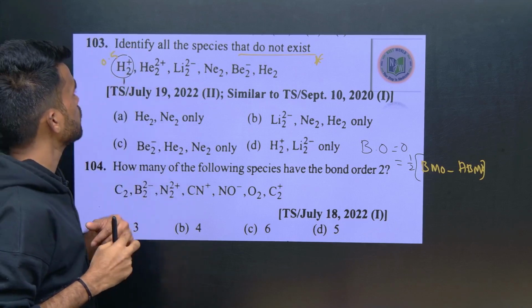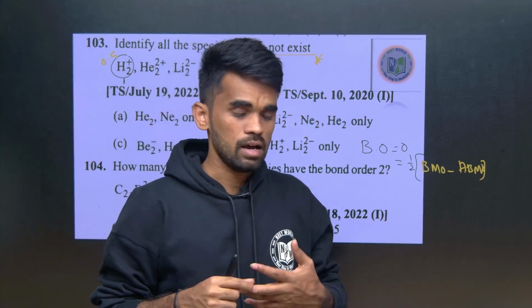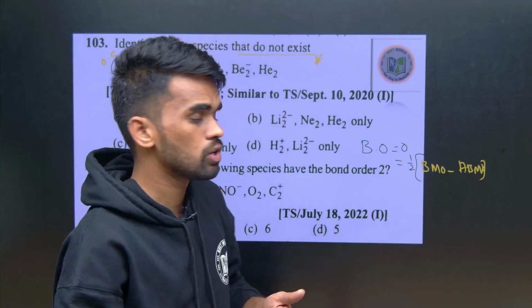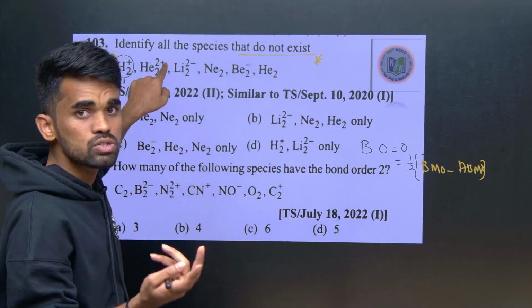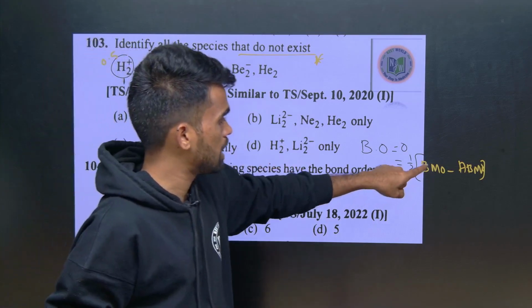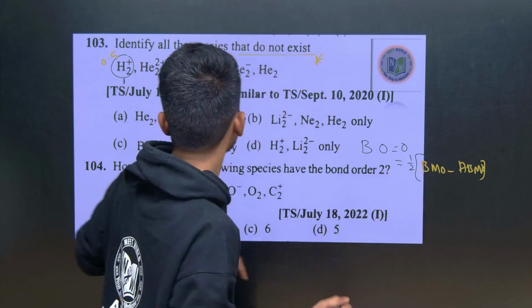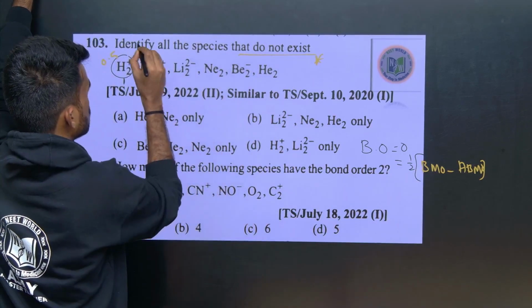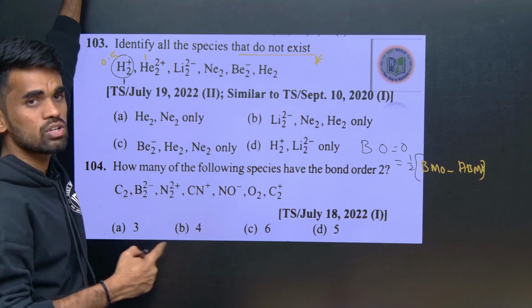For He2 plus, helium has atomic number 2, so 2 atoms means 4 electrons are there. Plus 2 means you have to remove 2 electrons, so remaining only 2 electrons, and that lies in bonding. So (2 minus 0) by 2 is 1, so the bond order here will be 1. So if they have some value like this, then they can exist. If the value is 0, they won't exist.